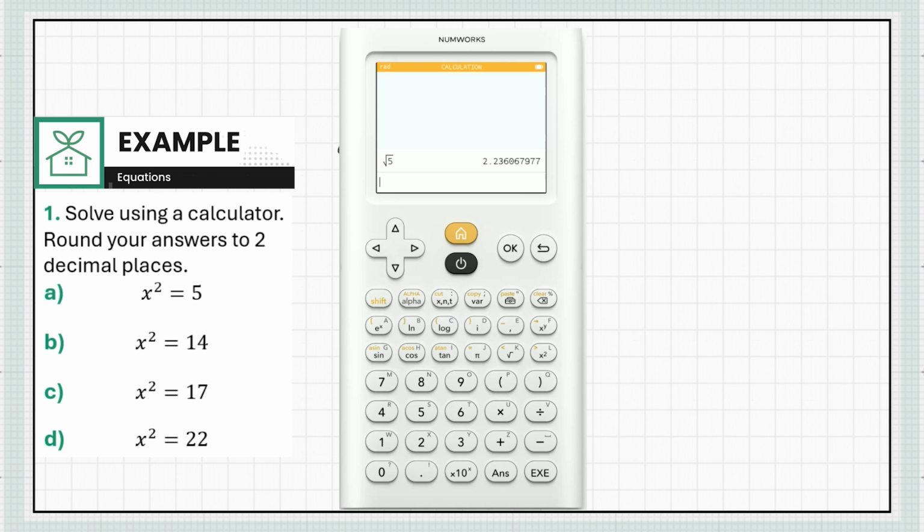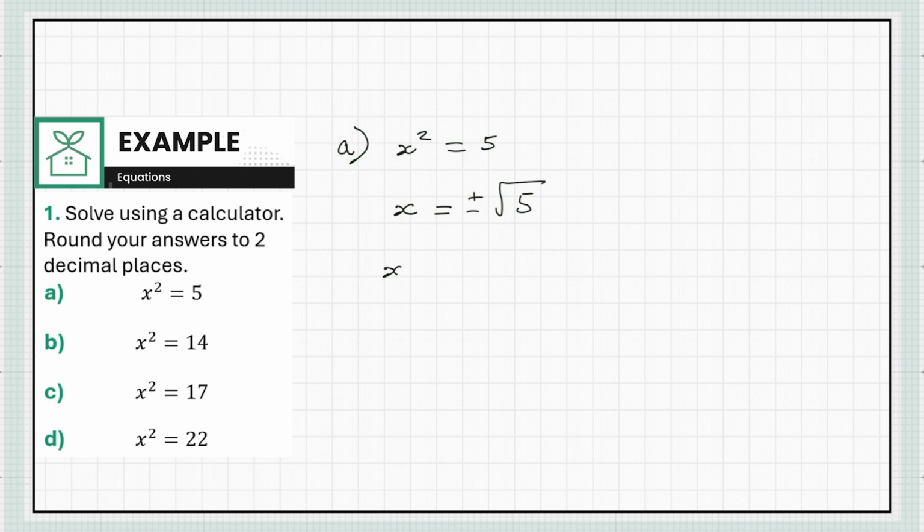You get 2.236067977. So let's just write down the first 3 decimal places, 2.236. So x is equal to plus or minus 2.236. And we'll change these equals signs because that'll be an approximation.